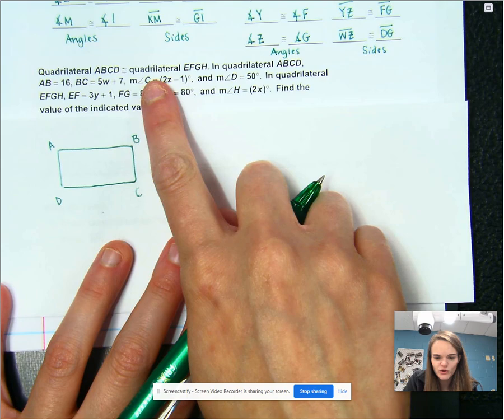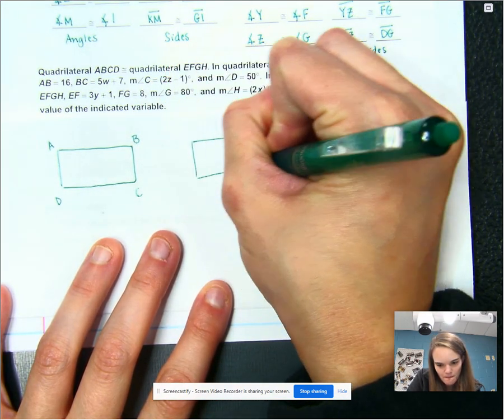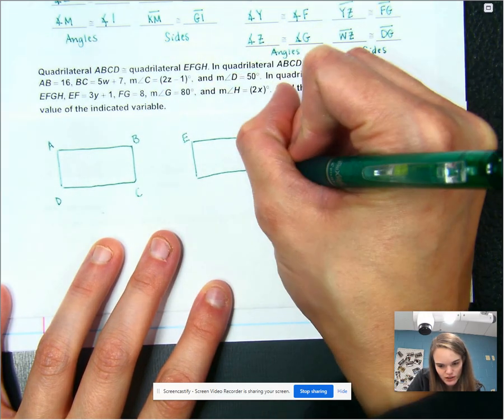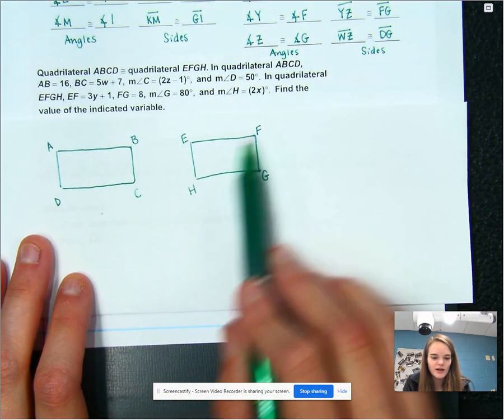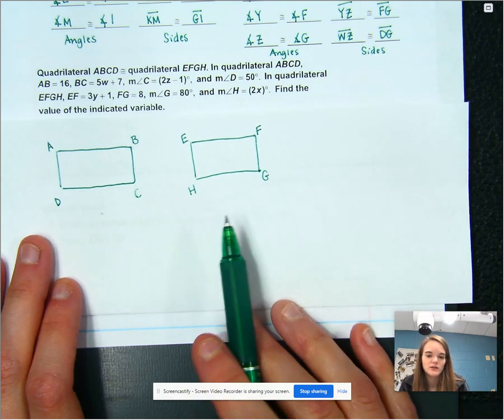Okay, is congruent to quadrilateral EFGH. That means A is congruent to E, B is congruent to F, C is congruent to G, D is congruent to H, okay? But I'm not going to write all those out.